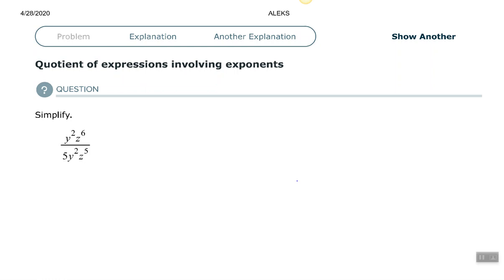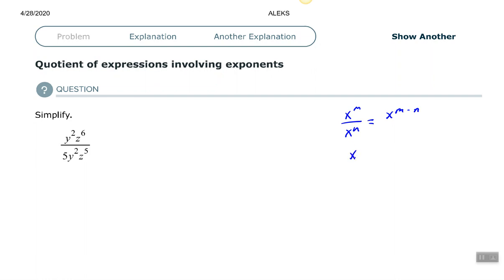This is Arthur Morris. In this video, we're going to look at simplifying quotients of expressions that involve exponents. We're going to look at simplifying those. So again, we're going to use the quotient rule here, and the quotient rule, as we stated before, says that if I have like bases in the numerator and denominator, to simplify those bases, we subtract.